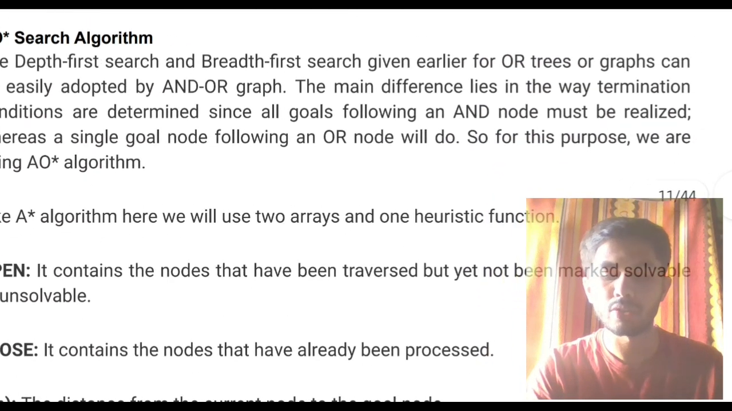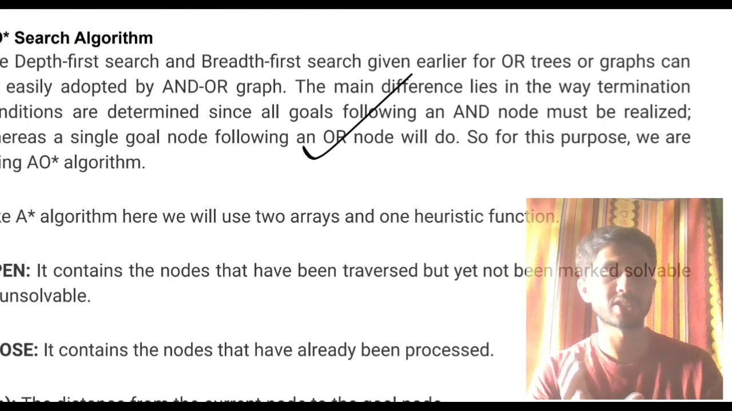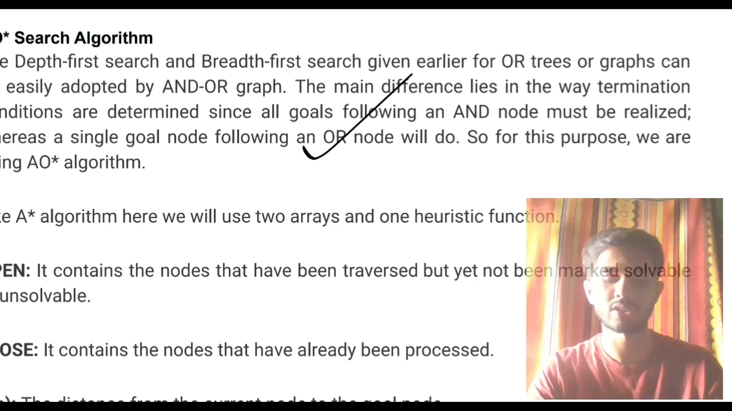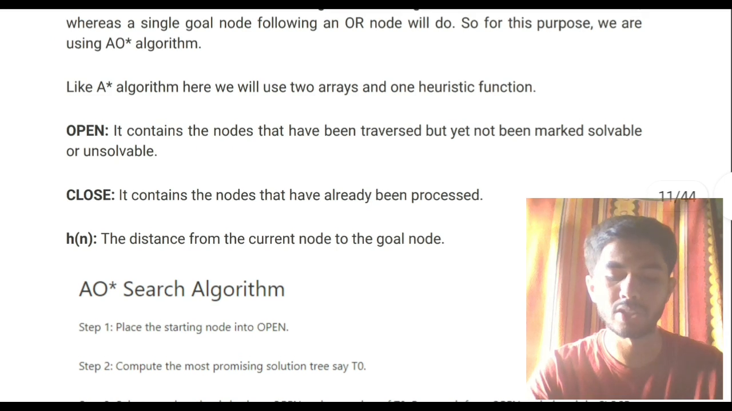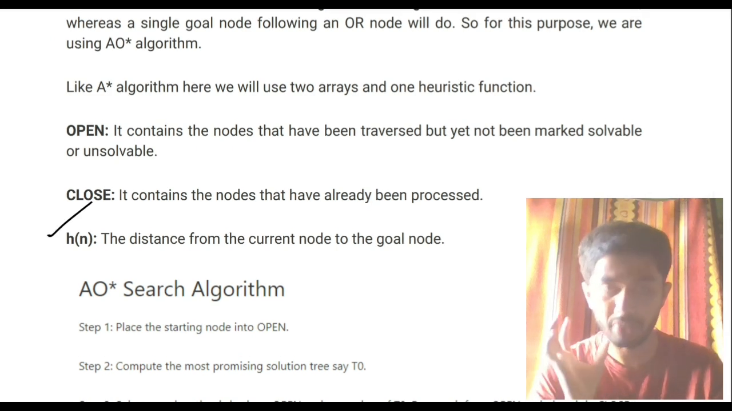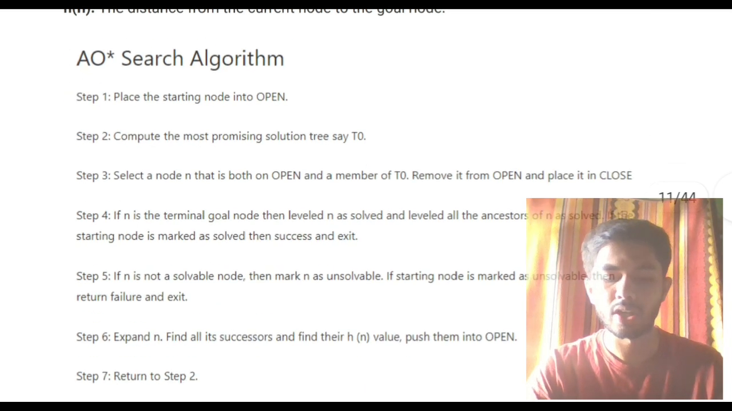Moving to the AO star also, the same thing I have mentioned. If it is OR, you can just go through it. If it is AND, you have to go for both the considerations. That's what's present here. There will be an open and closed list. H of n is the heuristic node value.